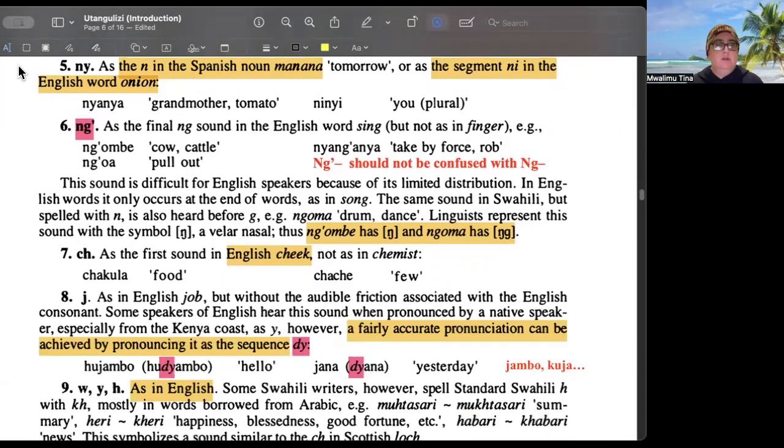Our next sound are two consonants combined, N and Y. It is just like in Spanish, the noun mañana, ña. Or even in English, the NI in onion, ña. For example, we have ñaña, or niñi.